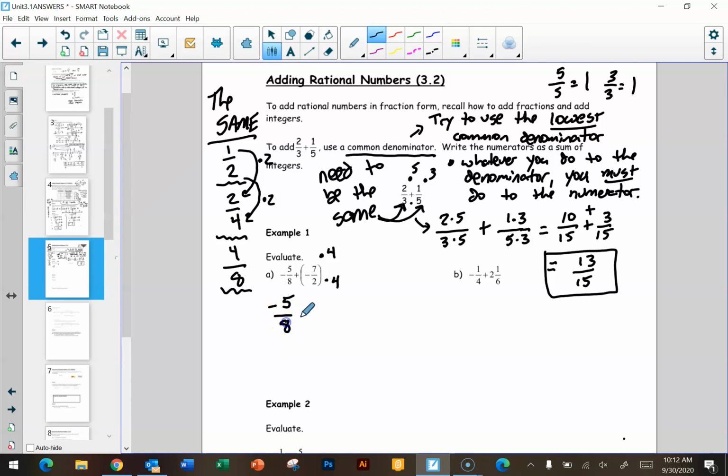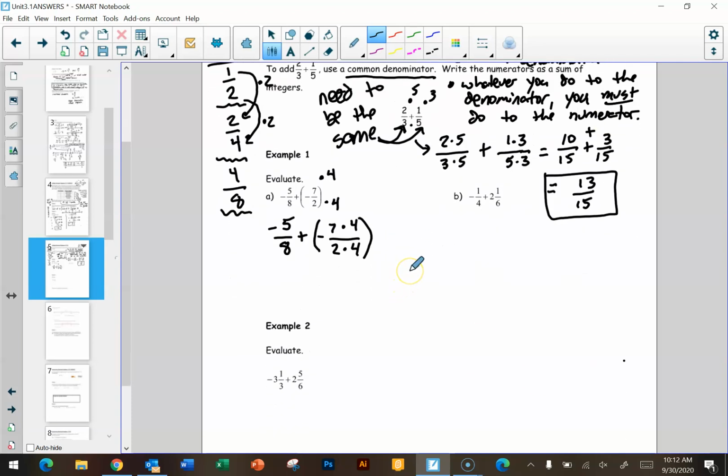I'm just going to leave it as negative 5 over 8 plus, and then on this one, I'm going to do negative 7 on the top times 4, and then on the bottom, it's 2 times 4. There's a 4 up top and a 4 on the bottom. So 4 over 4 equals 1. We didn't actually change the answer. We just changed the way it looked. Okay, so let's take this a little further.